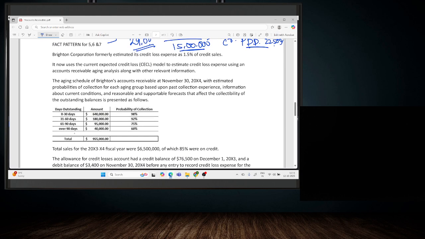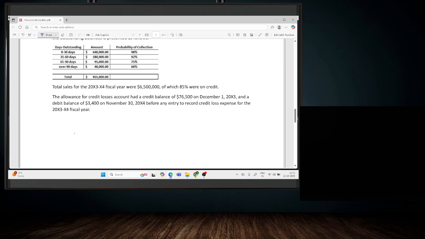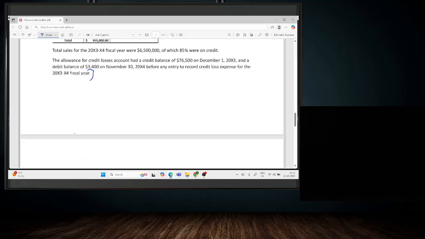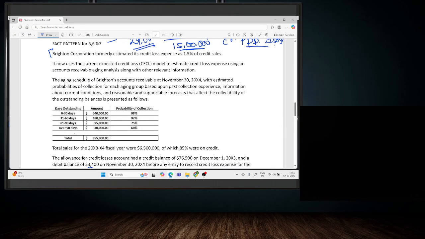So questions number 5, 6, 7 are based on the same fact pattern from here till here. In questions 5, 6, 7 we have Bright Corporation, which formerly estimated its credit loss expense as 1.5% of credit sales. It now uses the current expected credit loss model to estimate credit loss expense using an accounts receivable aging analysis along with other relevant information. What they are saying is, right now Bright Corporation is estimating its bad debt expense as a percentage of credit sales.